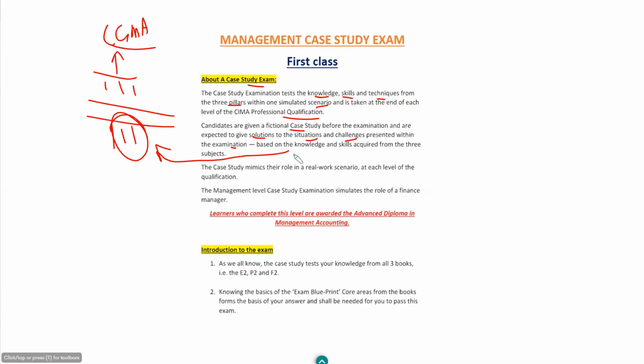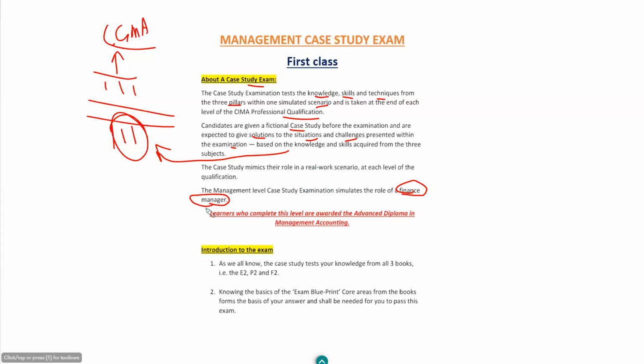The case study mimics the role of a real life work scenario at each level of the qualification. All you have to do is put yourself in the shoes of the fictional company manager, whatever role you have been given, and make sure that you do it justice when you type out your answer. The management level case study simulates the role of a finance manager. So you are given the role of a finance manager. Going ahead, we learn what a manager is supposed to do.